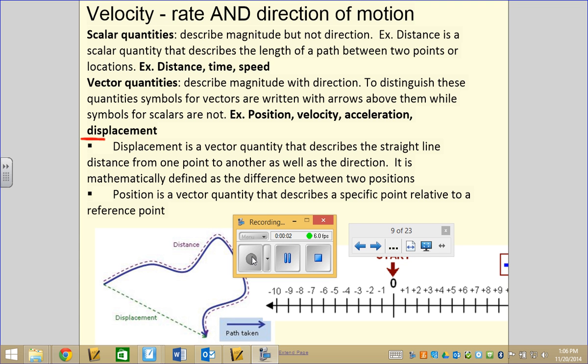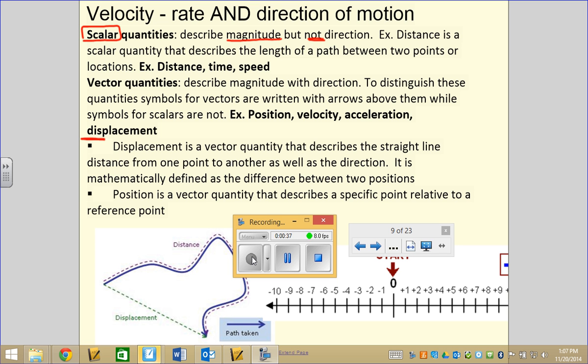But so that we can talk about velocity, which is the rate and the direction of motion, not just the rate, we need to describe what a scalar quantity is and what a vector quantity is. So something that is scalar describes magnitude but not the direction. Everything we've done up until now in this physics unit has been with scalar quantities. We have not indicated a direction at all in any of the questions or in any of the calculations.